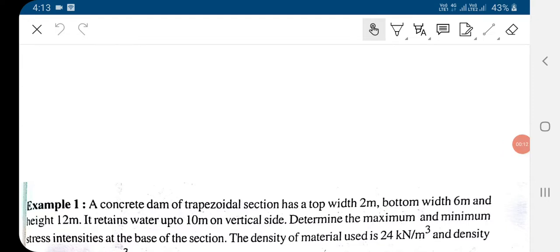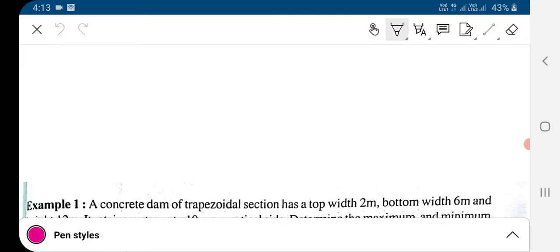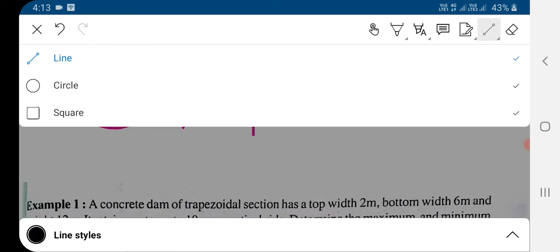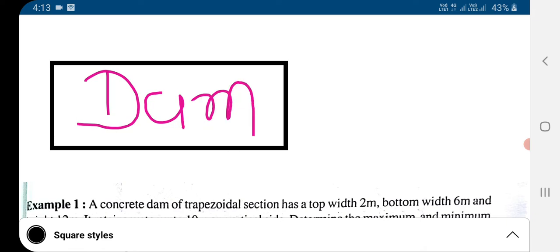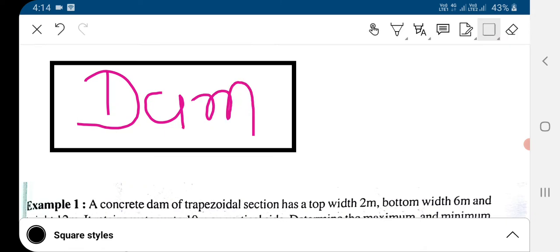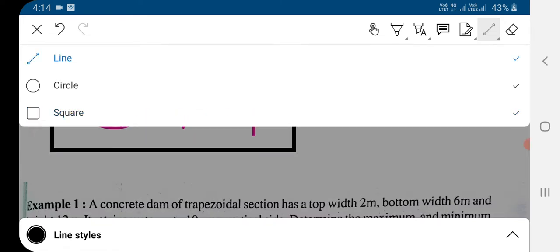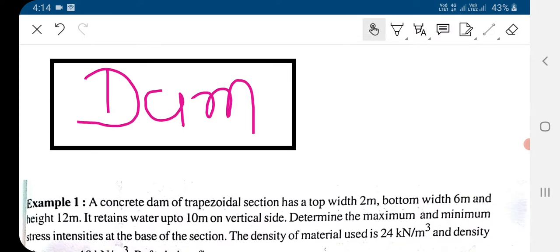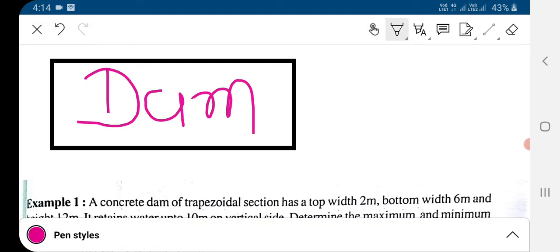Hello students. So in the last lecture, what have we seen? In the last lecture we have seen the theories based on this dam, and today we are going to start the example based on this dam. So let's start with the first example.